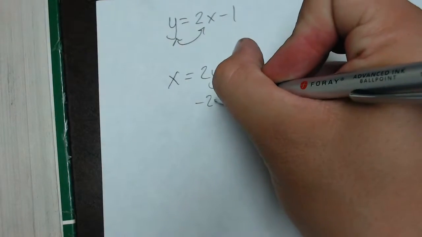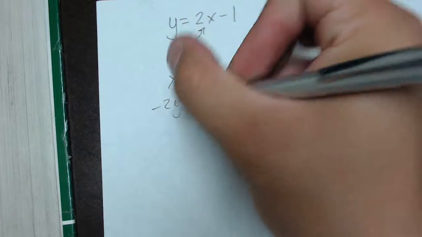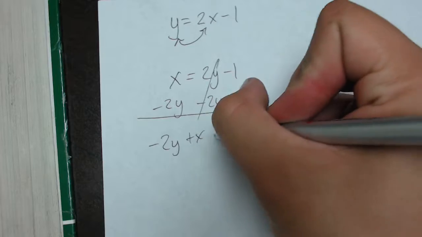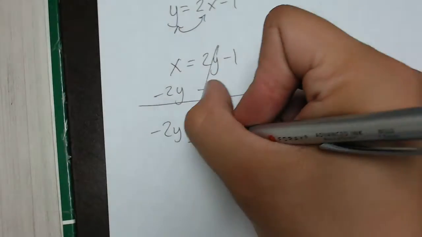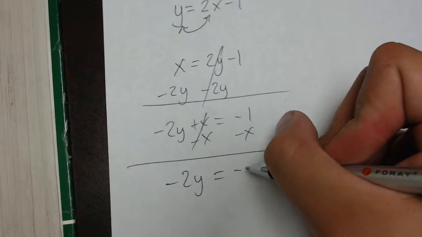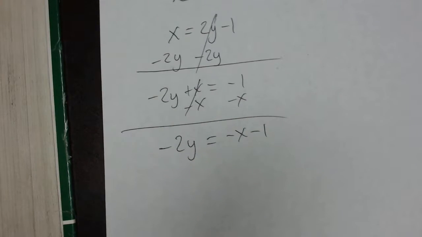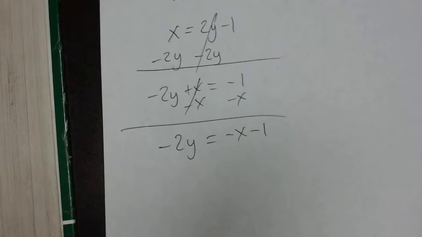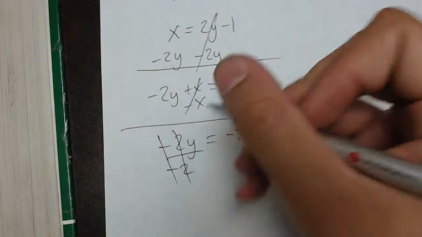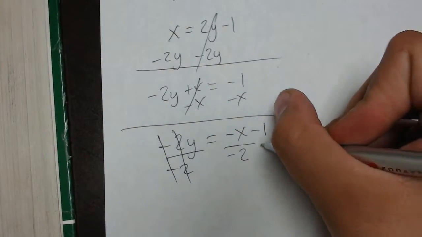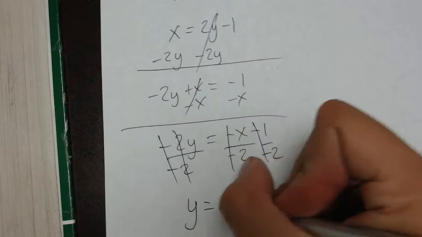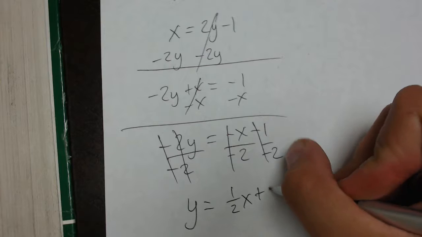So I'll go ahead and subtract 2y from each side to move it back over to the other side. I get minus 2y plus x equals -1. I want the x to move, so I'll subtract that from each side. So now I've got -2y equals -x minus 1. And then last thing I'm going to do is I'll divide by the coefficient of -2. The negatives cancel, the negatives cancel. So then what I actually get is y equals 1/2 x plus 1/2.